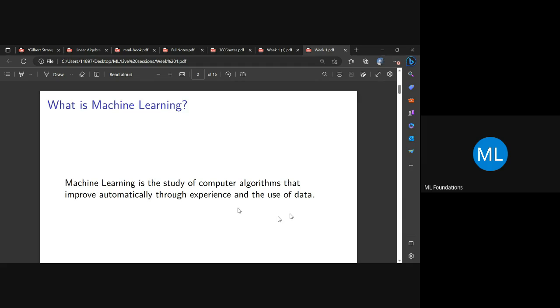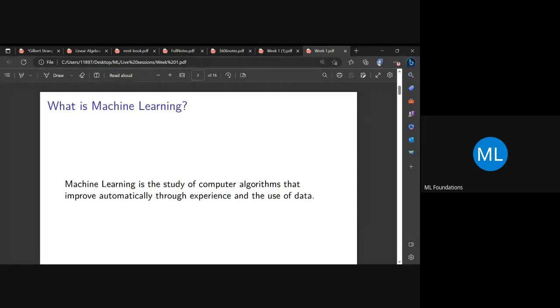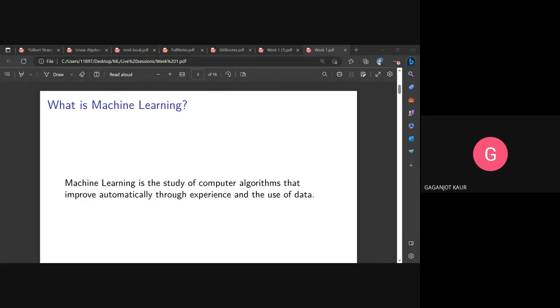So the first question was what is the difference between regression and classification? In answer to that, I saw that somebody had also posted in the chat. Yes, Kaganjot, you want to say something? Regression basically predicts a numerical value, but classification, I guess, predicts a label, like yes or no, positive, negative.